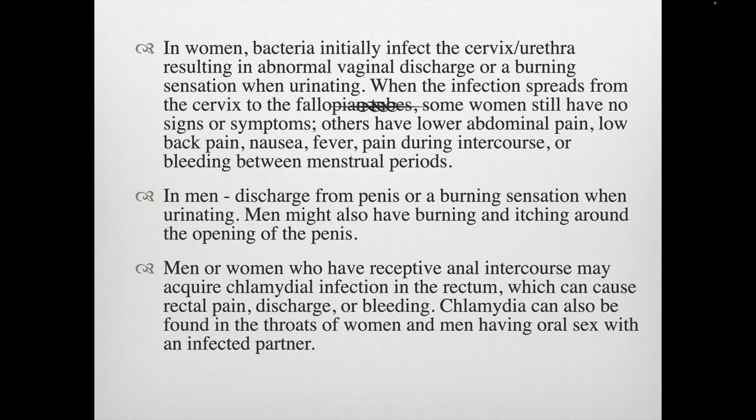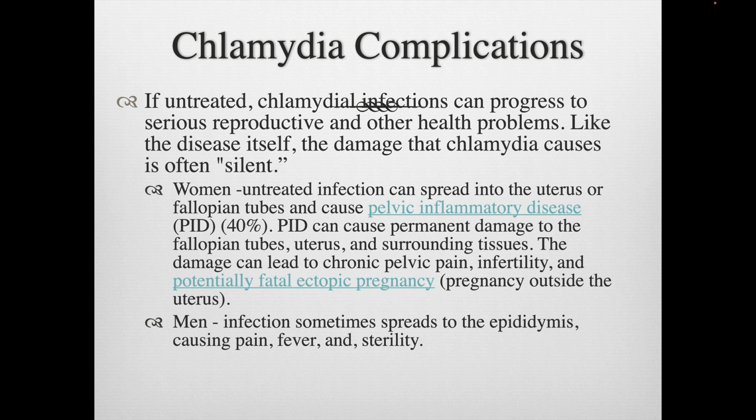Men or women who have receptive anal intercourse may acquire chlamydial infection in the rectum, which can cause rectal pain, discharge, or bleeding. Chlamydia can also be found in the throats of women and men having oral sex with an affected partner. If untreated, chlamydial infections can progress to serious reproductive and other health problems. Like the disease itself, the damage that chlamydia causes is often silent.